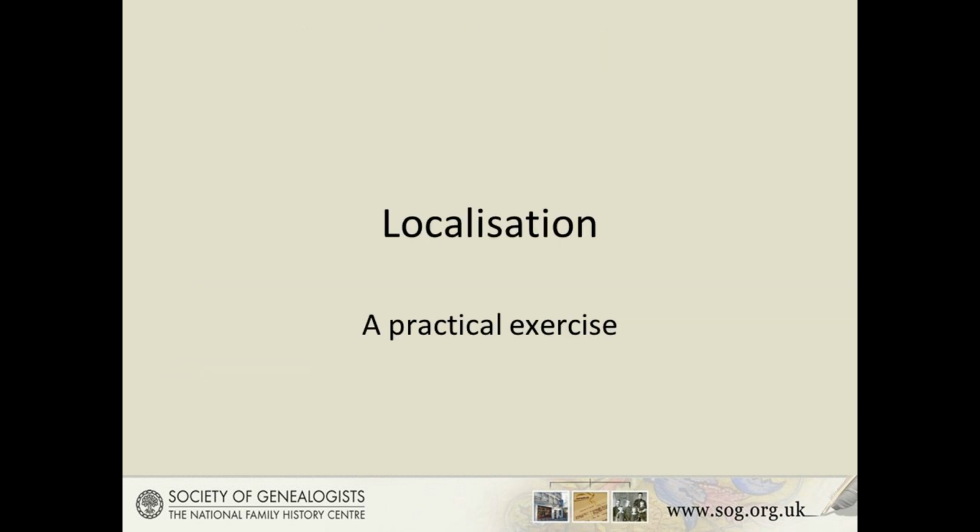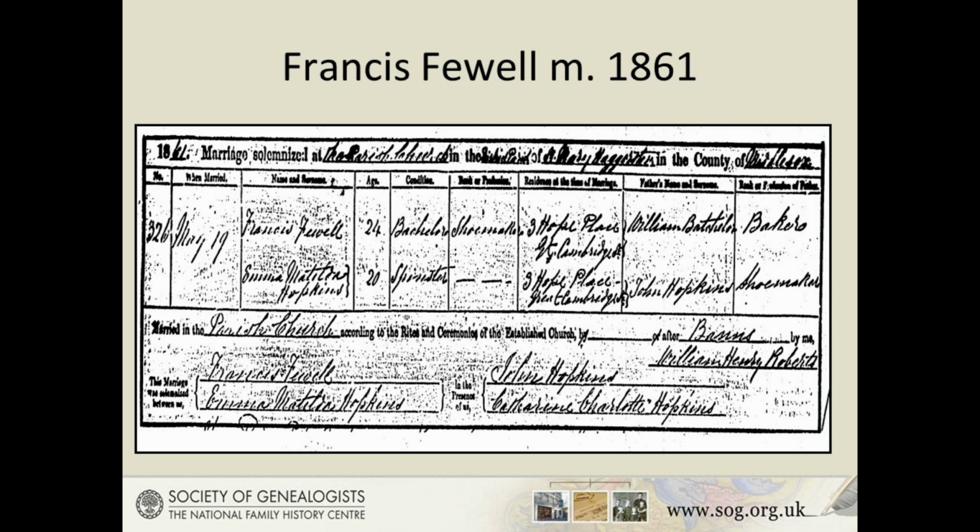So if you can't find a baptism or don't know where to look, how might you find some clues to localise where the family might be found? Think about working and thinking laterally. Here is the marriage certificate of Francis Fewell, a 24-year-old bachelor marrying Susanna Matilda Hopkins in 1861. Both bride and groom were of the same address in Haggerston, Middlesex, but something is odd as Francis's father is described as William Batchelor, clearly a different surname to his son. What's going on? Perhaps this is a sign that Francis was illegitimate.